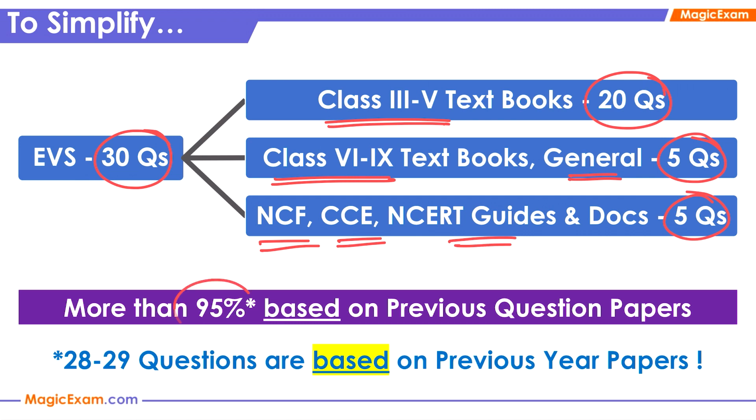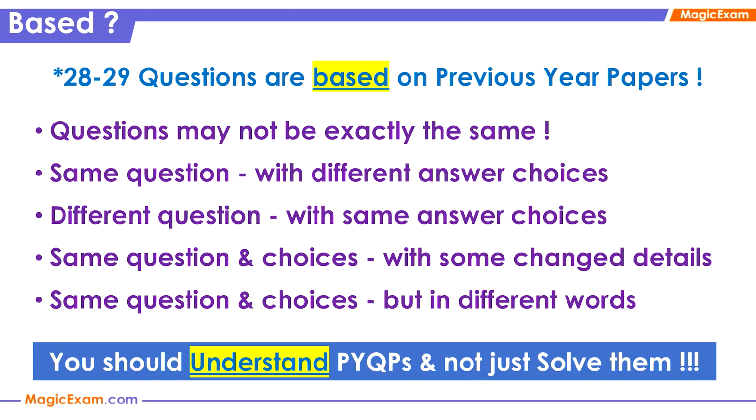Now, more than 95% of the questions are based on previous question papers. I'm not saying that 95% of the questions are taken from the previous question papers. I'm saying they are based on previous question papers. In other words, almost 28 to 29 questions out of these 30 are based on previous question papers. So when I say that 28 to 29 out of the 30 EVS questions are based on previous question papers, what do I mean? What is the meaning of this 'based'?